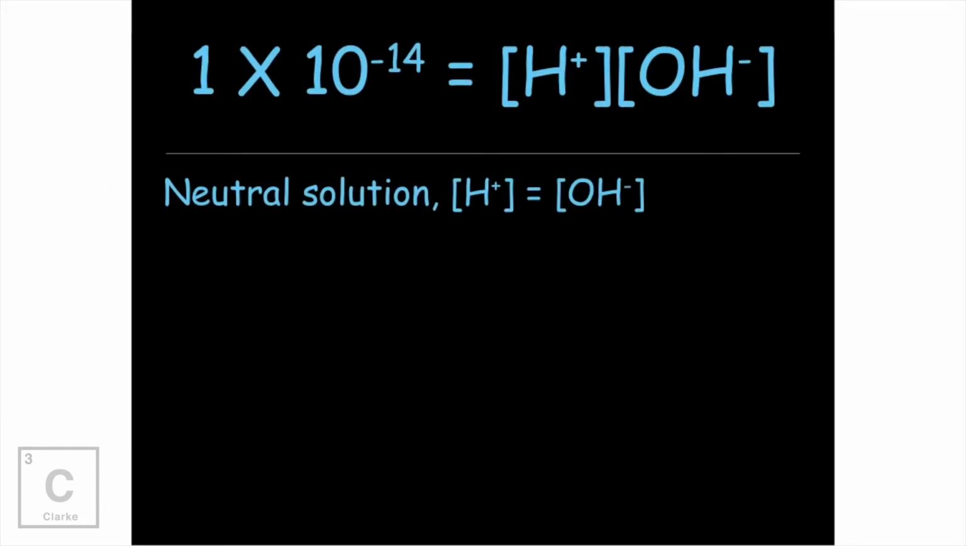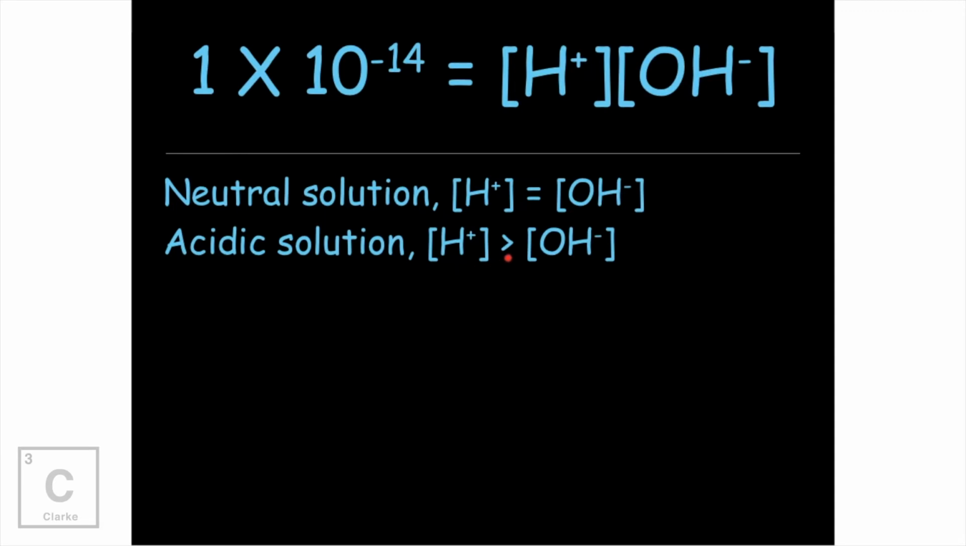So here's the same formula again. I went back to using the hydrogen ion because I feel like that's what we're used to seeing the most, but I wanted to comment on a few things before we go forward with math. If the concentration of the hydrogen ion is equal to the concentration of the hydroxide ion, that's a neutral solution. If the hydrogen ion is greater than the hydroxide ion, that's an acidic solution.